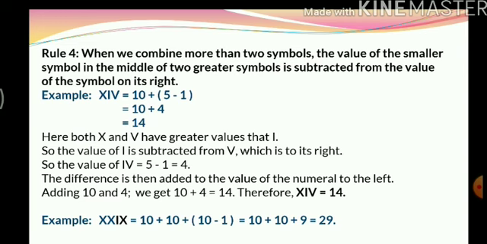Similarly, we have another example over here. XXIX. Here, I is the smaller symbol between XX and X. So, I is first subtracted from the symbol on its right. So, 10 minus 1 is 9. 9 is then added to the greater symbols on its left. That is 10 plus 10. So, finally we get 29. So, this is how we can get the Hindu-Arabic numeral values of the Roman numerals.